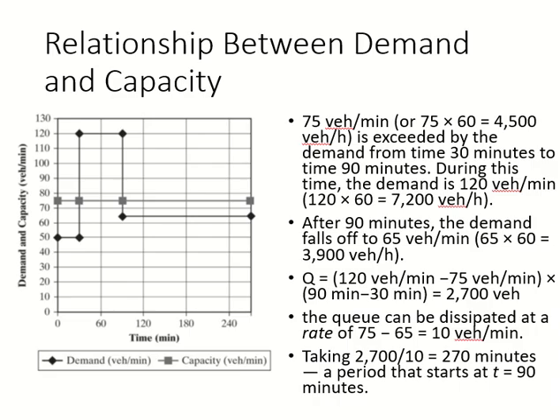Clear now? Okay. Now what happens at this point? Demand drops, right? Drops to what? 65. The capacity is still 75. So 65 liters are coming and 75 can go. So how many will go actually? 65 or 75? 65. And these 2,700 liters, we fill them out.